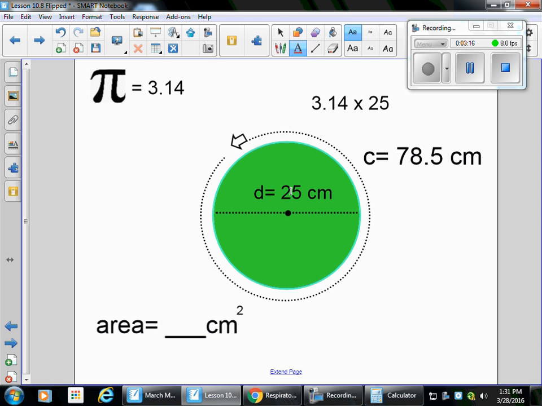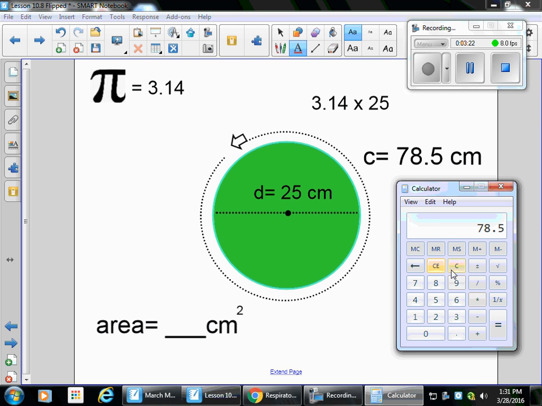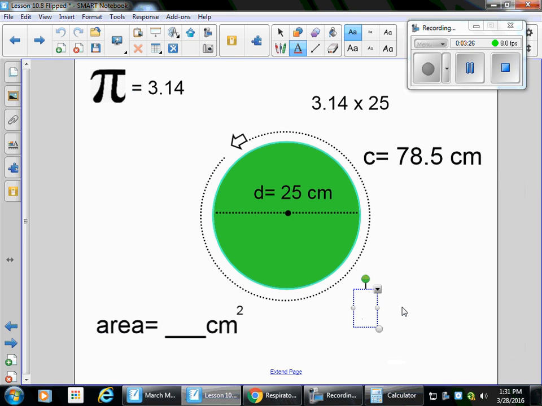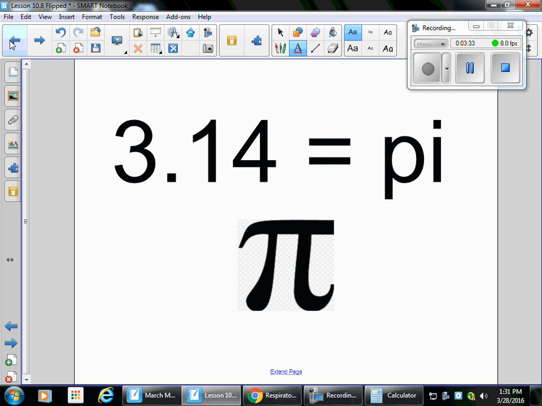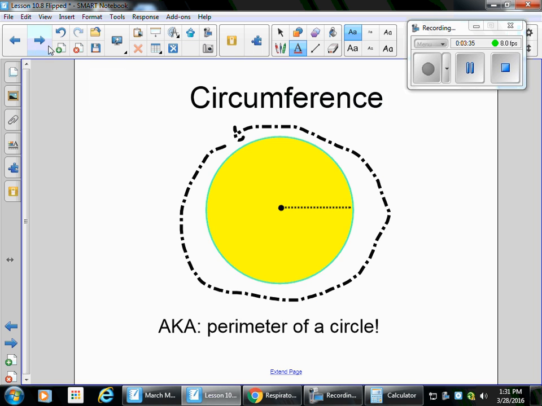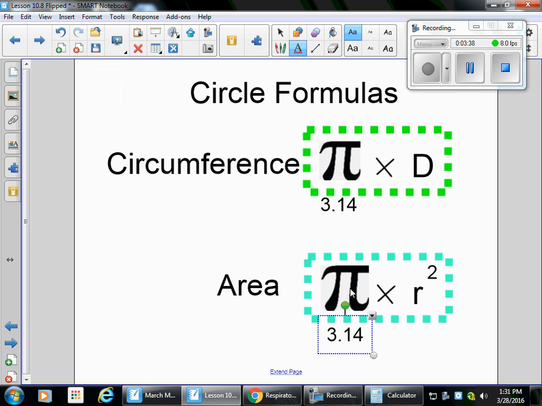Well, if the diameter is 25, we have to do 25 divided by 2 to find out what half of this is. 12.5. 12.5 is my radius. So finding the area of this circle, we'd have to do, sorry, I'm jumping around. Area is 3.14 times radius squared.